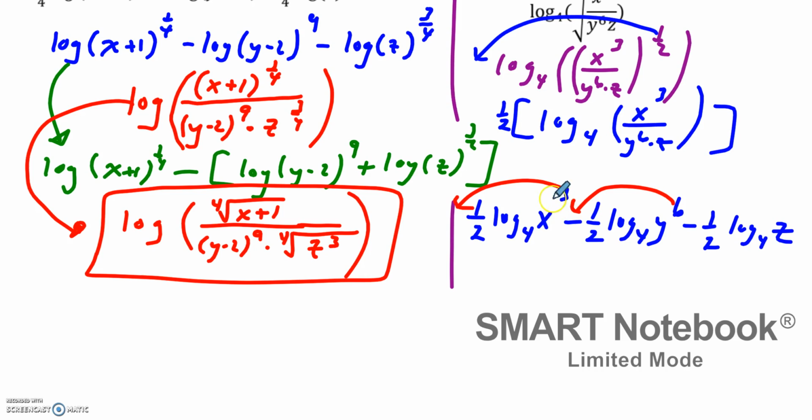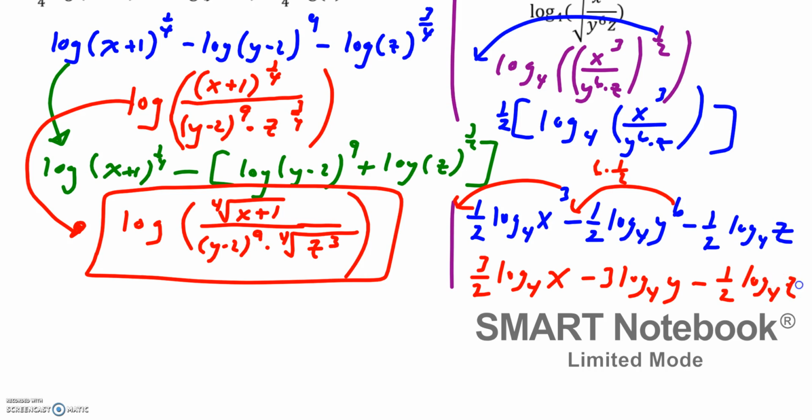So this would really be 3 times 1/2, or 3/2, log base 4 of x. Bring down the 6. That's really the same as 6 times 1/2, which is really 3 log base 4 of y. And this one does not have an exponent. It does, it's 1, but it makes no difference. So 1/2 log base 4 of z. And so we've expanded this.